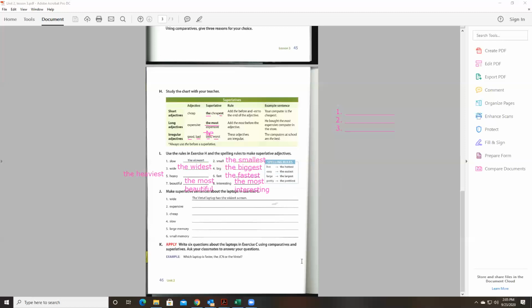Okay, now for J, it says make the superlative sentences about the laptops in exercise C. So for example, number one, it says wide. Okay, the Vento laptop has the widest screen.